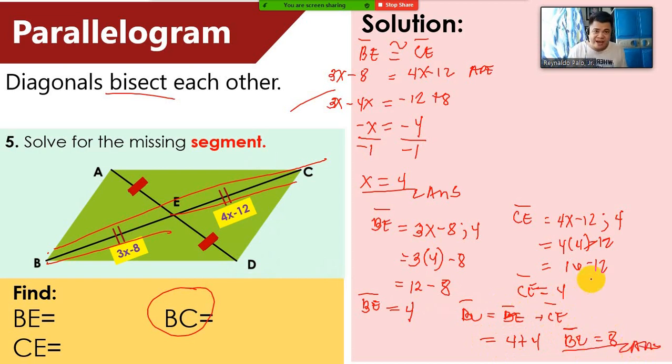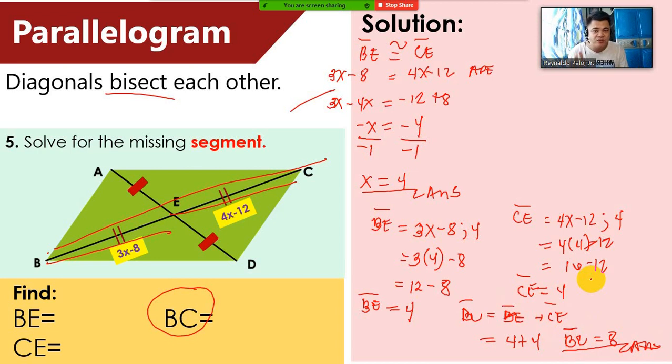As simple as that. So as you can see, what is common from the previous example to this one, we are just stating the congruence, equating, solving for the value of the unknown variable, and then after that we are able to solve for the unknown measurements. Okay, so that's the last example.